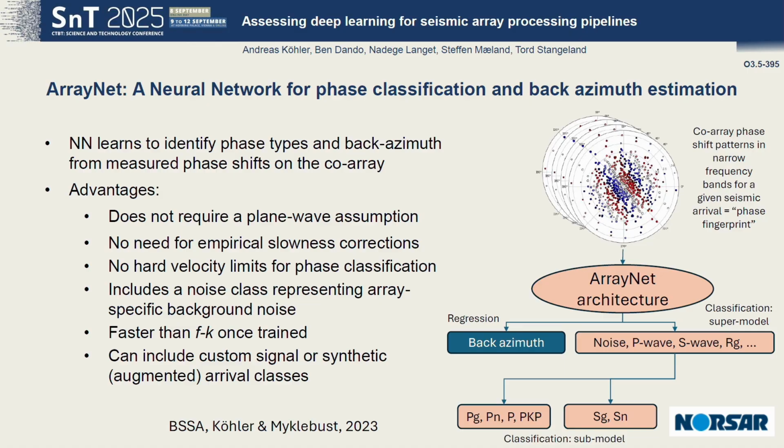And the advantage with this is that you don't need a plane wave assumption, actually. You just learn from observed labeled data. And that's also a bit faster than FK analysis because you don't have to do a grid search in the slowness space.